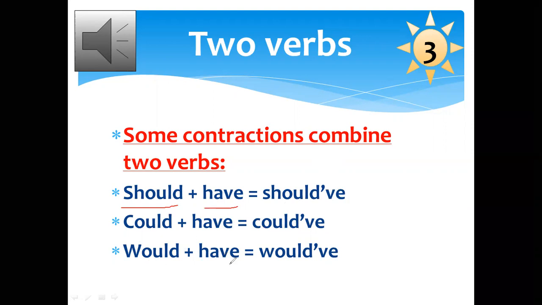Okay, so right now we have three cases for the contraction. The first case is a pronoun plus verb. The second case is a verb plus not. And the last case is two verbs together.